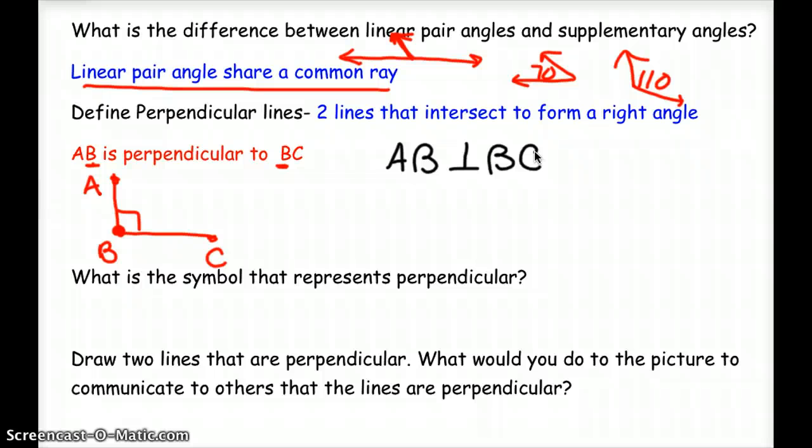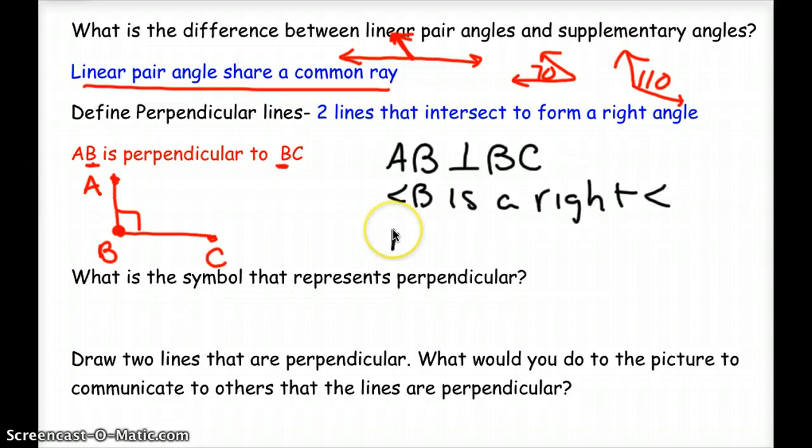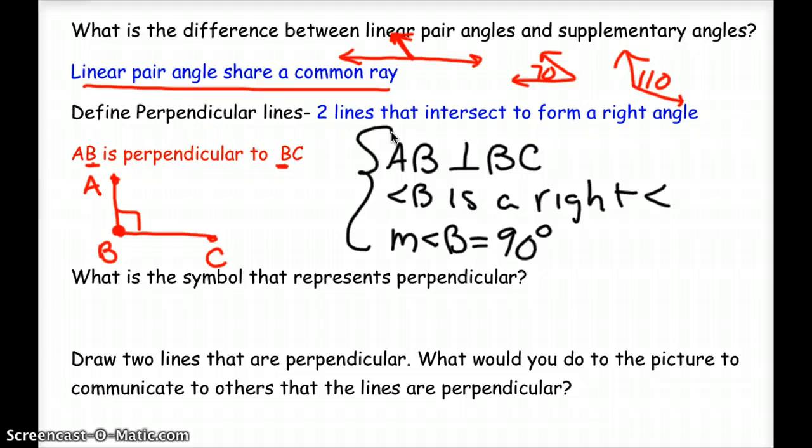As we move into proofs, we're going to write angle B is a right angle. And then what does right angle mean? Right angle means 90 degrees, so the measure of angle B equals 90 degrees. This is really huge in Chapter 2 as we move through proofs, so keep that in mind. I know what your brain is going to do. Your brain's going to say, okay, perpendicular, and you're going to jump right to 90 just because you have such a powerful brain. But keep that in mind. Perpendicular is right angle, and then right angle is 90.